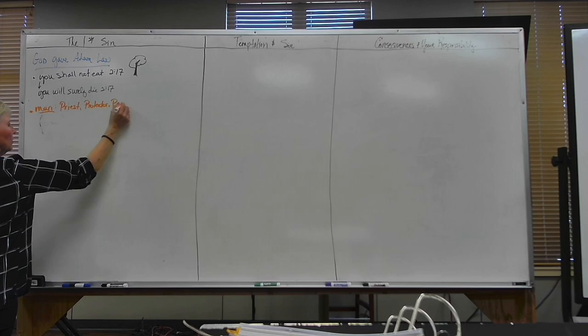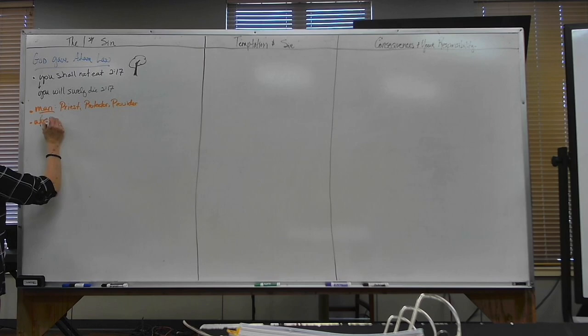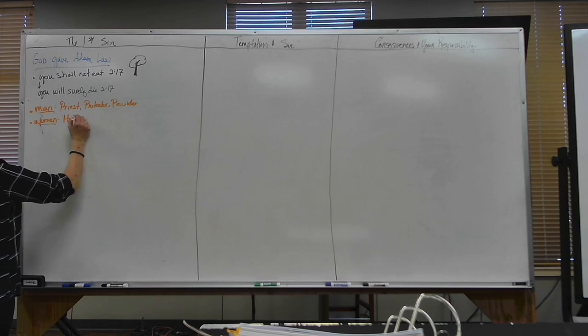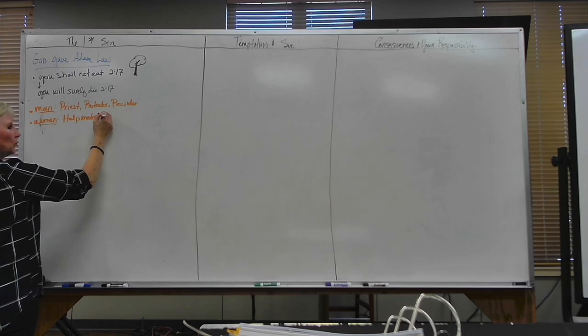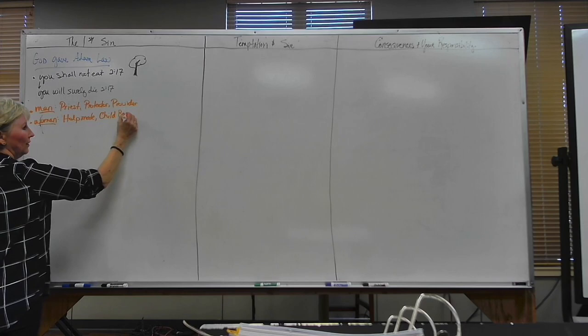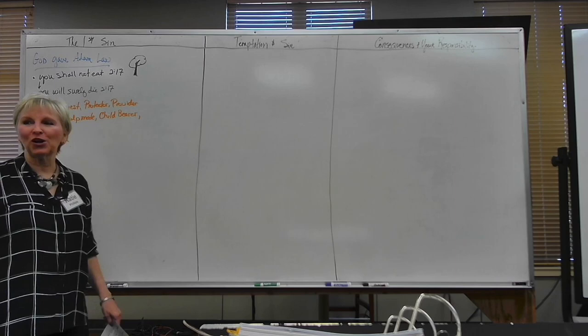And what about woman? She was his suitable, what? Helpmate, right? So she's a helpmate. And what was her primary role in the couple's relationship? Yes, child bearer. Well, we know he doesn't bear them, right? You got that right.